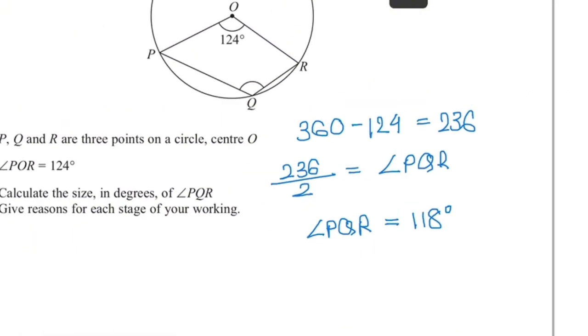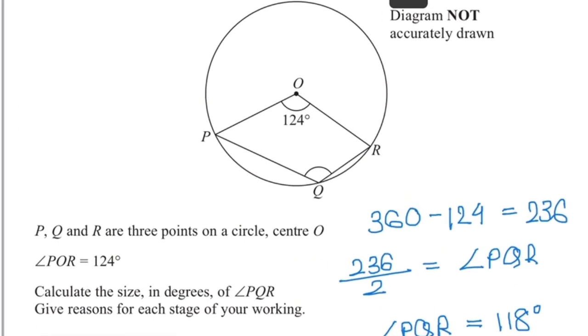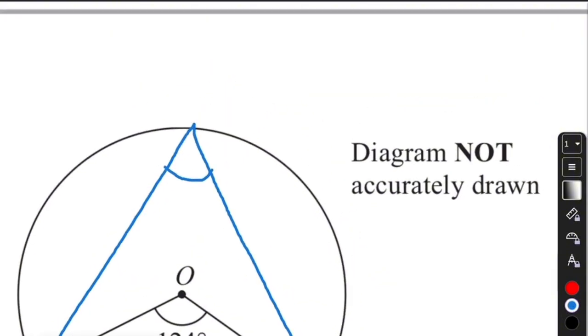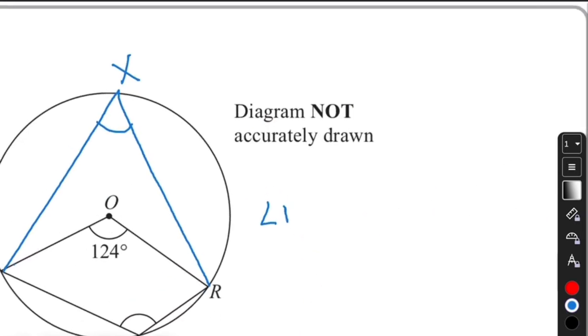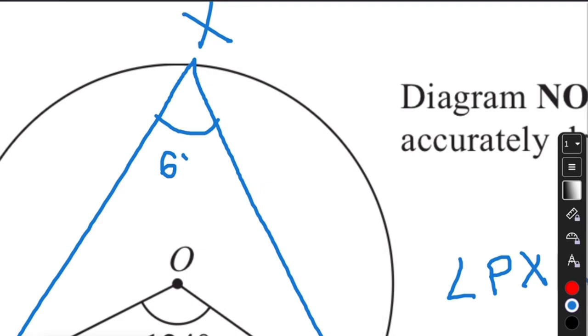But a lot of people might not understand the process, so I'm going to be solving it in a different way, as this is a very classic IGCSE trap question for a lot of people. You can draw these two arcs because we know that the angle at the center is double the angle at the circumference, which would mean the angle at circumference is half the angle at the center. So let's just call this angle X. Angle PXR is 124 divided by 2, which gives us 62 degrees. So we already found the value of this angle.